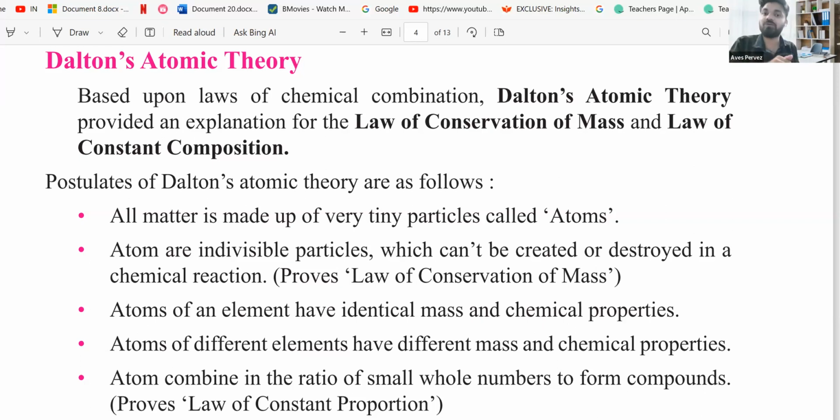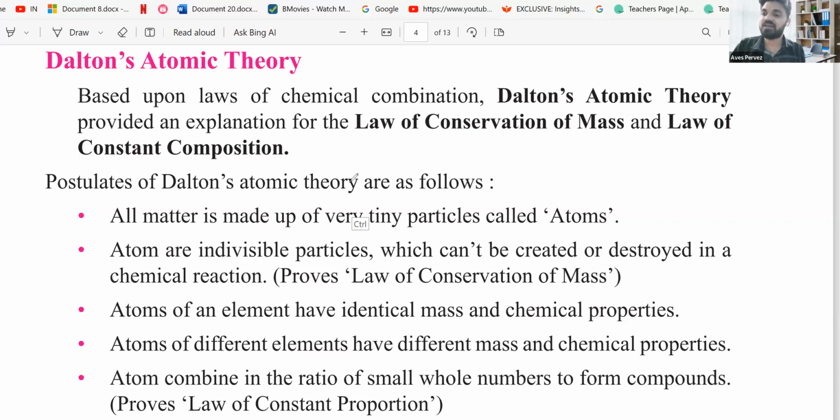Mass can be converted into energy, but not in a chemical reaction. It can be converted into energy in nuclear reactions, where the atom is broken down and energy is released. You are going to study that in the higher classes in modern physics. Here we don't have this. So this first rule is correct.